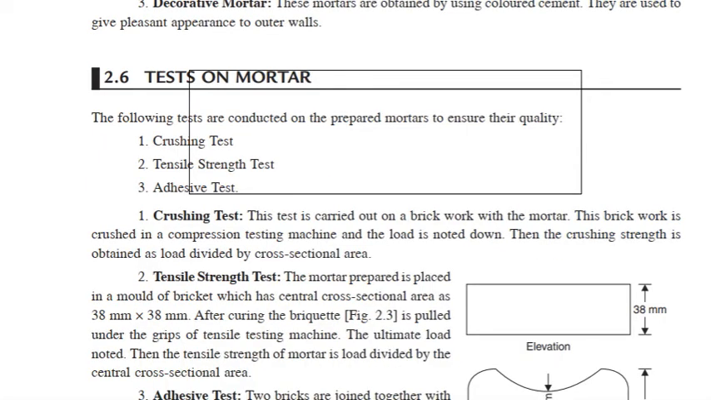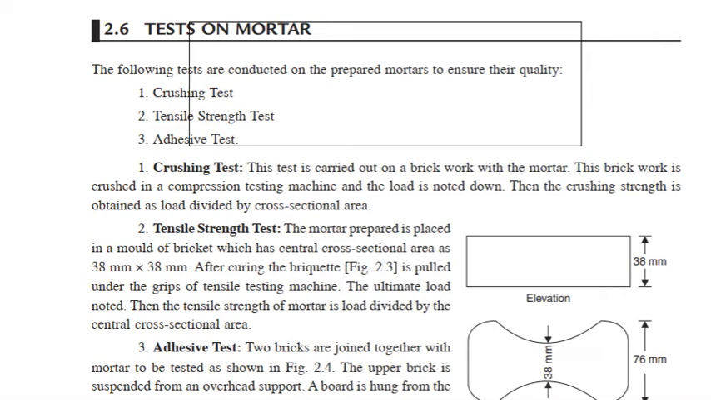2.6 Tests on mortar. The following tests are conducted on the prepared mortars to ensure their quality. 1. Crushing test. 2. Tensile strength test. 3. Adhesive test. 1. Crushing test. This test is carried out on a brickwork with the mortar. This brickwork is crushed in a compression testing machine and the load is noted down. Then the crushing strength is obtained as load divided by cross-sectional area.